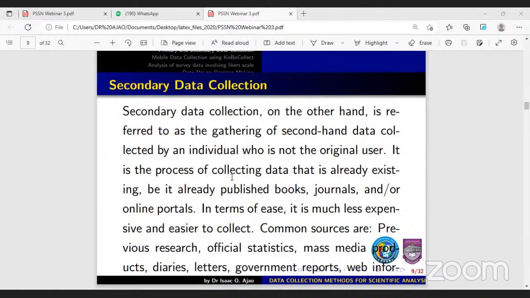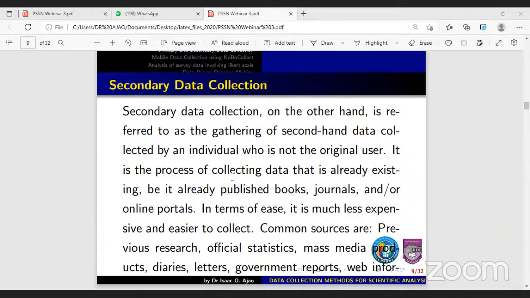But that's why, by the time you continue to use it, you will begin to find out that there are some faults, because you didn't see it from where it was produced. So if there's something you need to guard very well in statistics, it is data: you must know the source of data. Data has given a lot of people problems in their research, and they have to go back to the beginning always, because the data is erroneous. It is second-hand data collected by an individual who is not the original user.